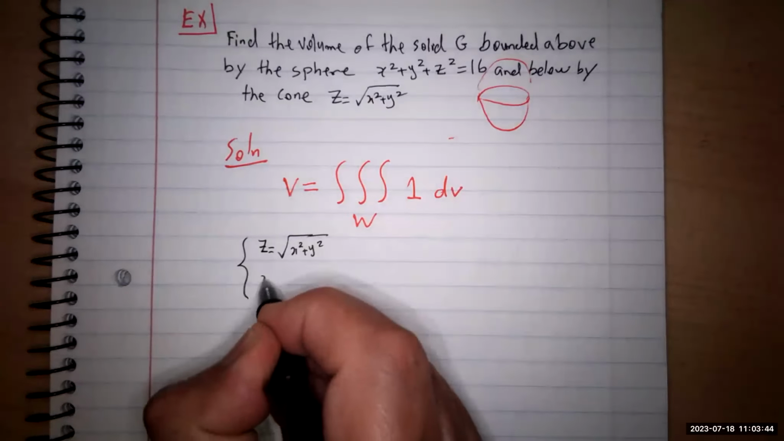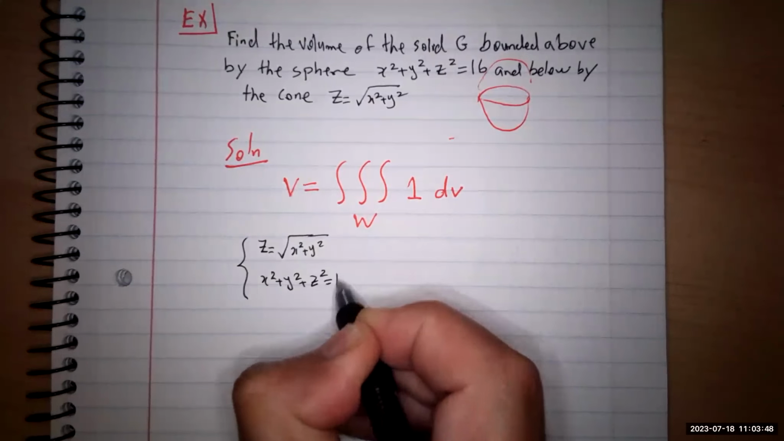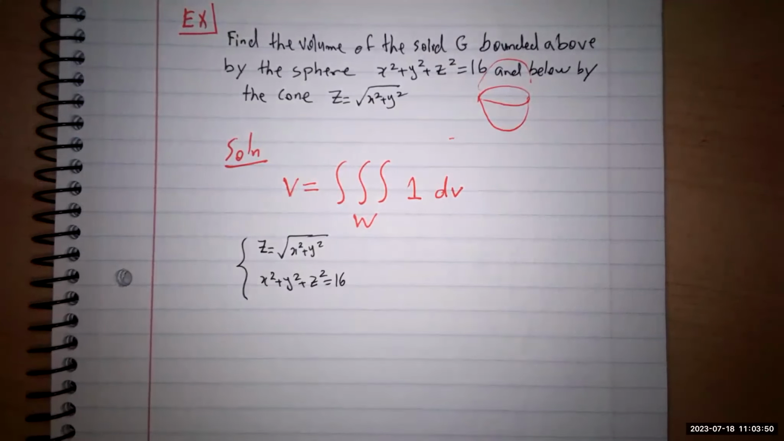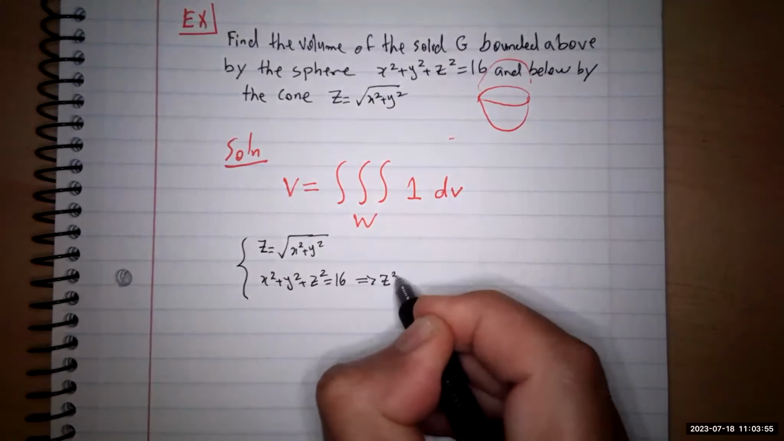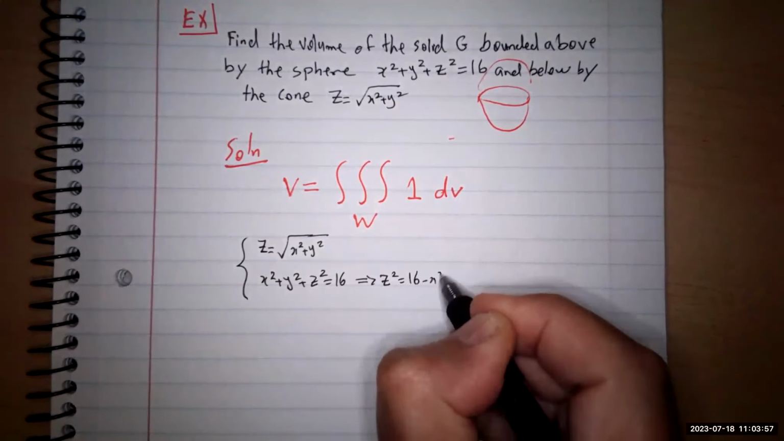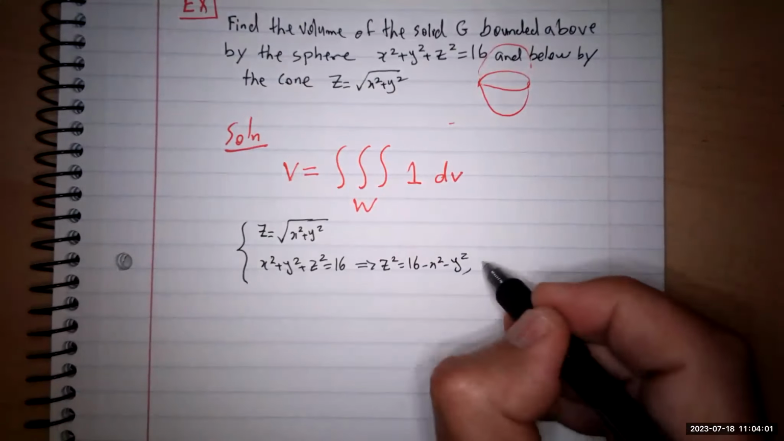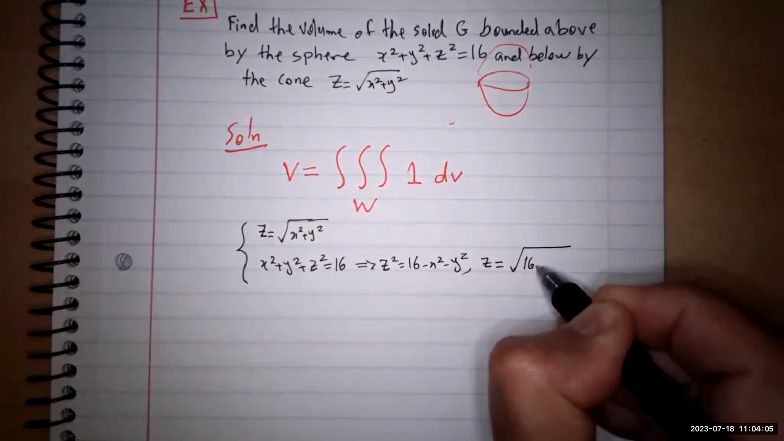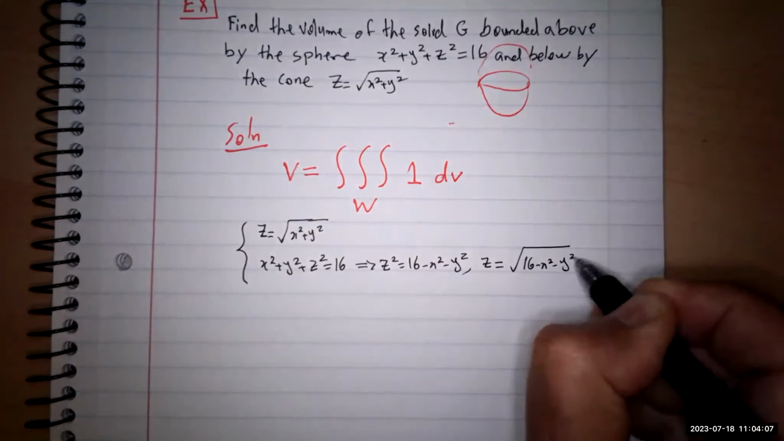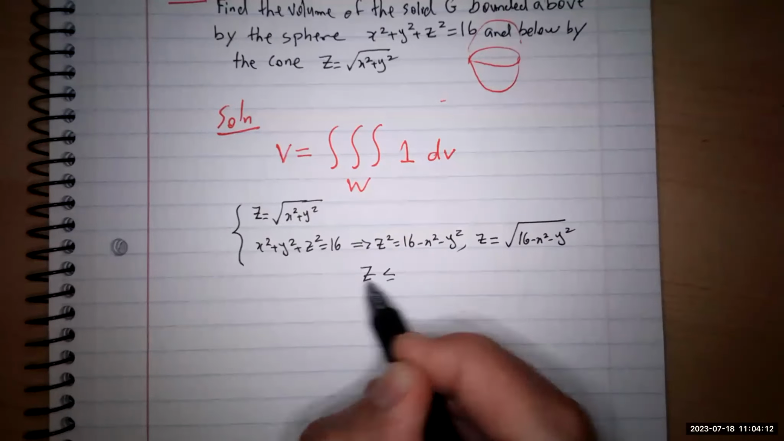So you have to take care of the z of the sphere. The sphere is x squared plus y squared plus z squared equal to 16. You can solve for z and get the positive part. So this would be z squared equal to 16 minus x squared minus y squared, and take the positive square root. So that z would be the square root of 16 minus x squared minus y squared. Then you can say that your z now is going to be between these two.